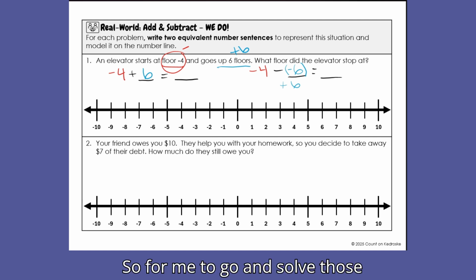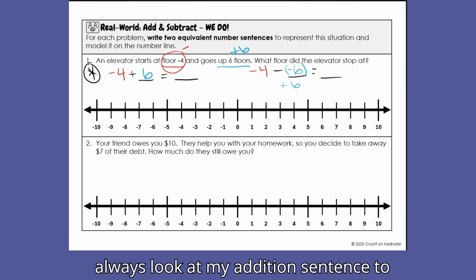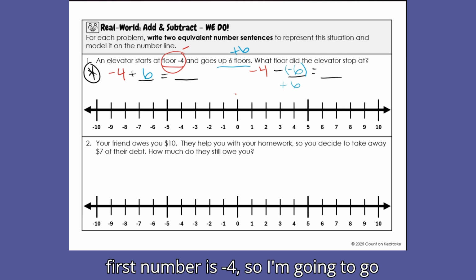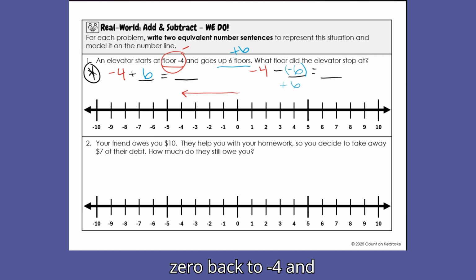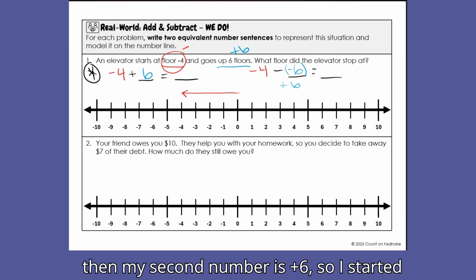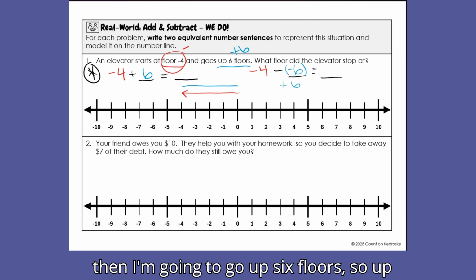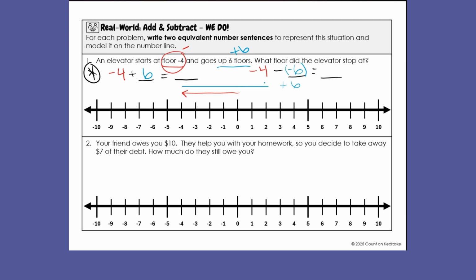So for me to go and solve those problems, I'm going to always look at my addition sentence to give me the instructions to move. So my first number is -4, so I'm going to go 0 back to -4. And then my second number is +6. So I start at four floors below, and then I'm going to go up 6 floors. So up 4, 5, 6. And where I land should be at 2.